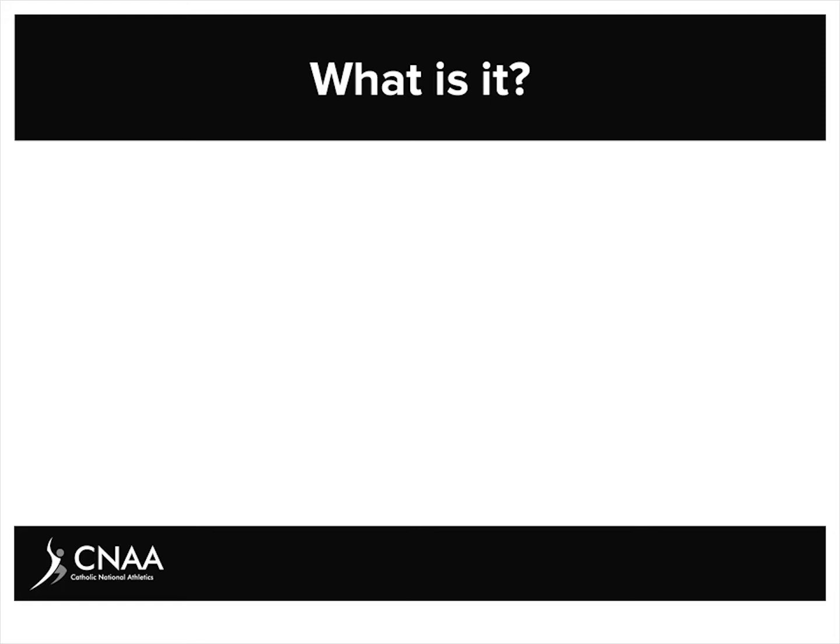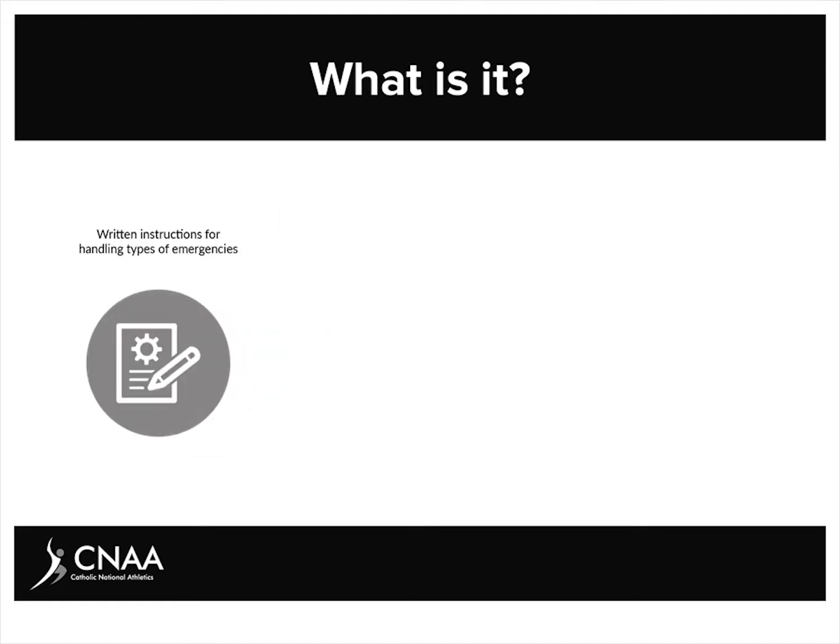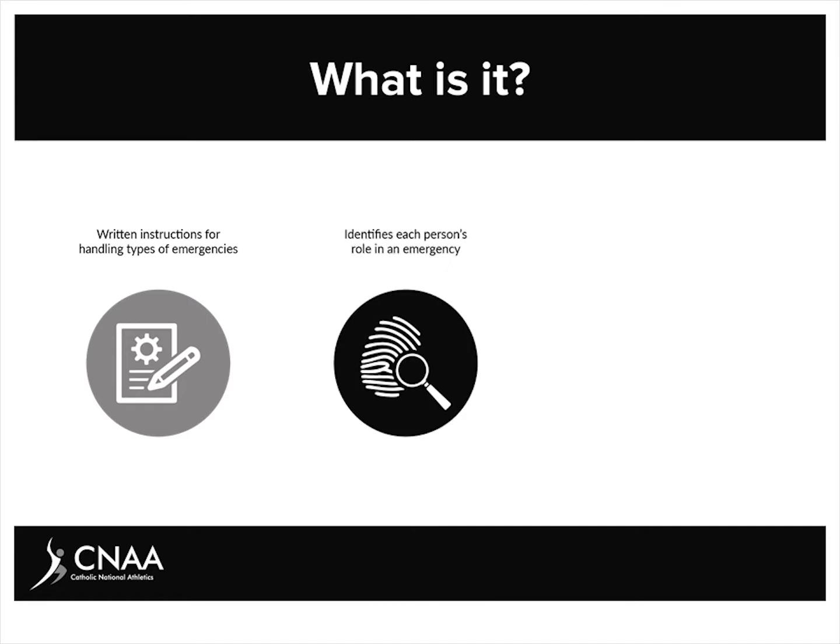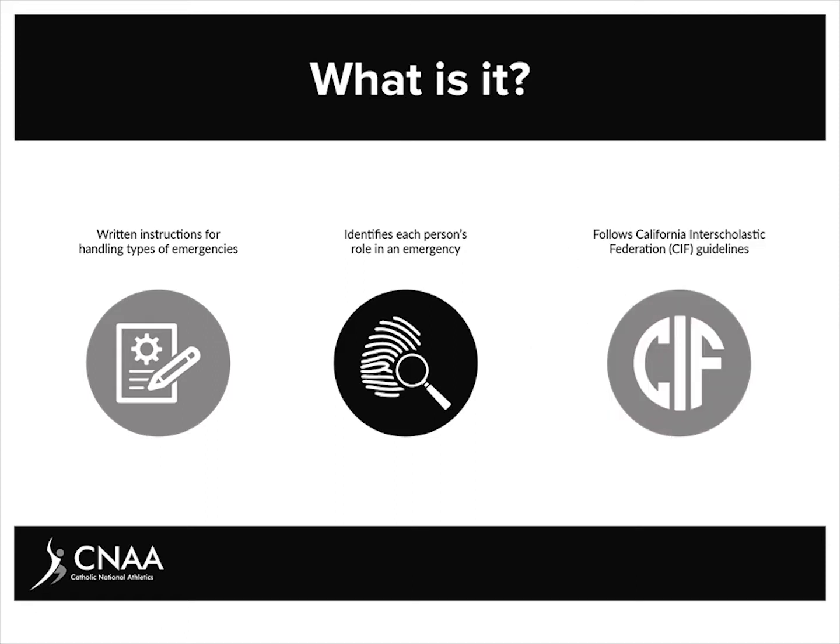An Emergency Action Plan, or EAP, provides written instructions for handling several types of emergencies. It also identifies each person's role in an emergency, so there's no question as to what to do should a disaster strike. The best EAPs follow California Interscholastic Federation, or CIF, guidelines. Schools often have EAPs, but it's important for the athletic associations to develop their own emergency protocols.